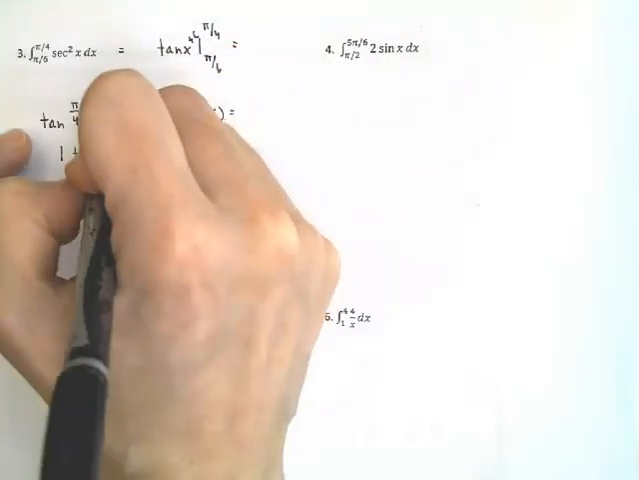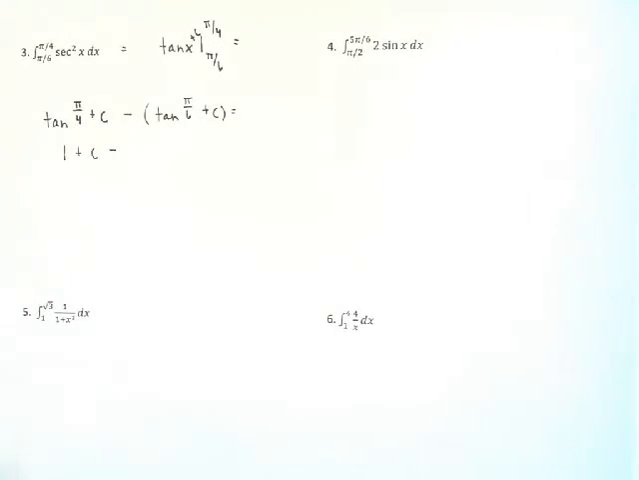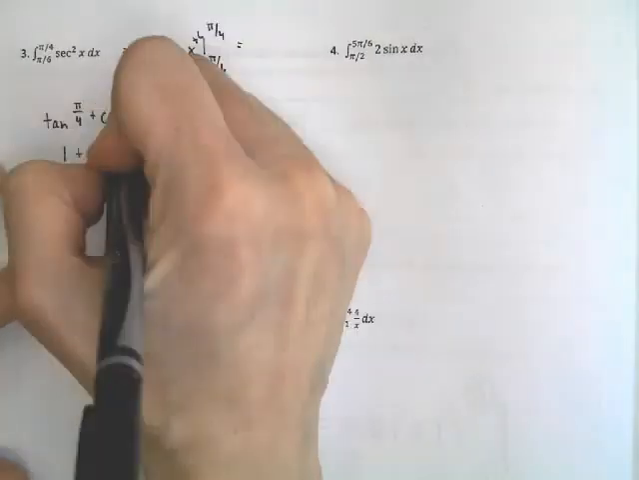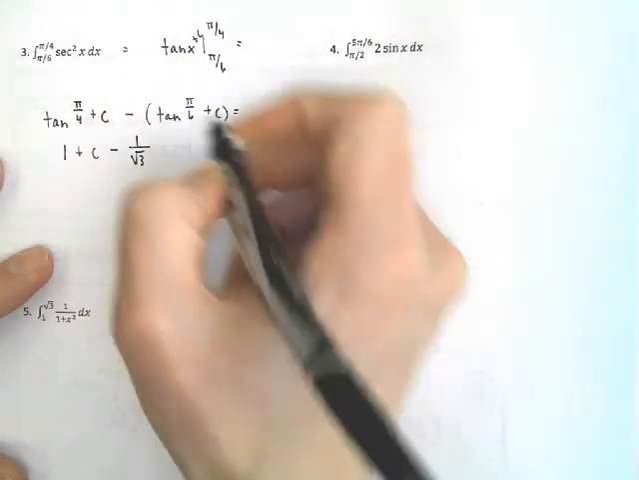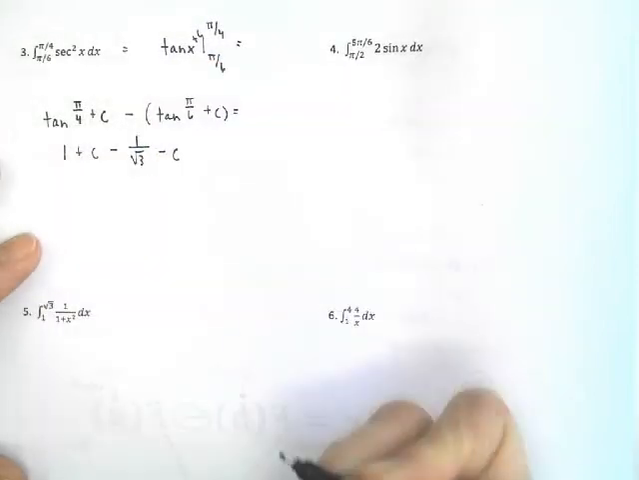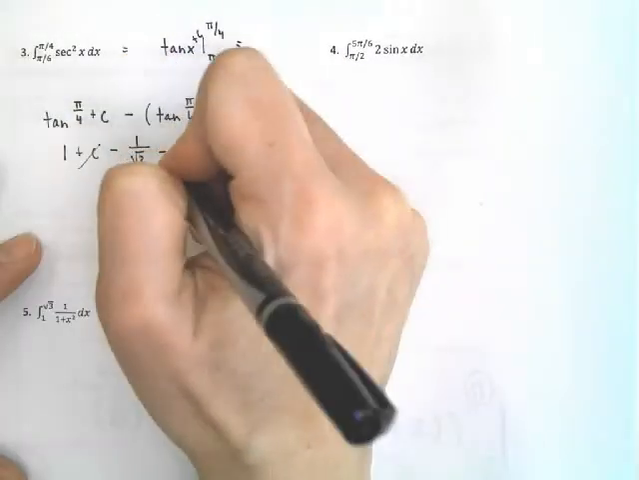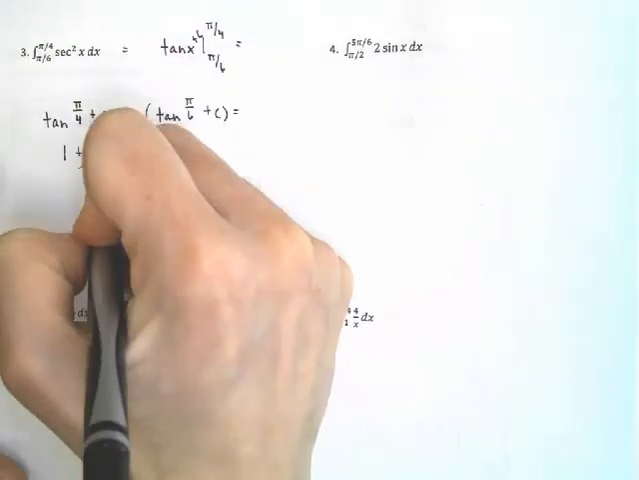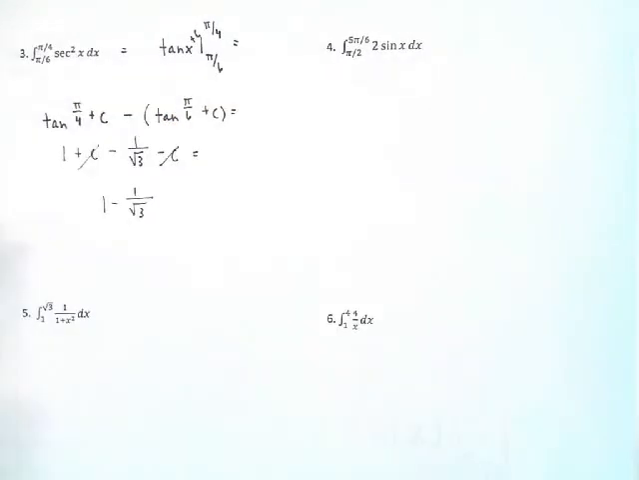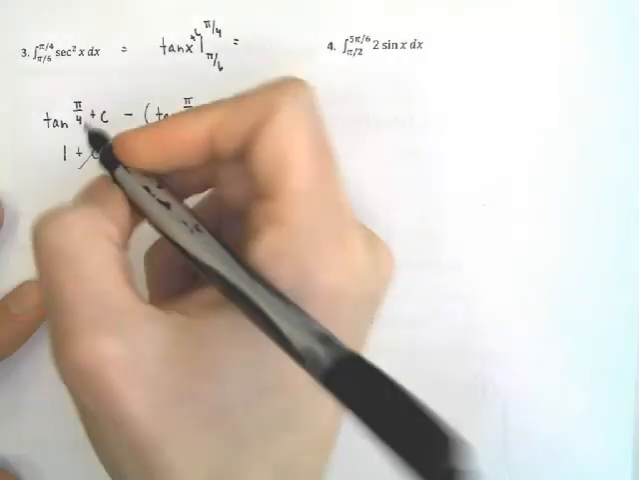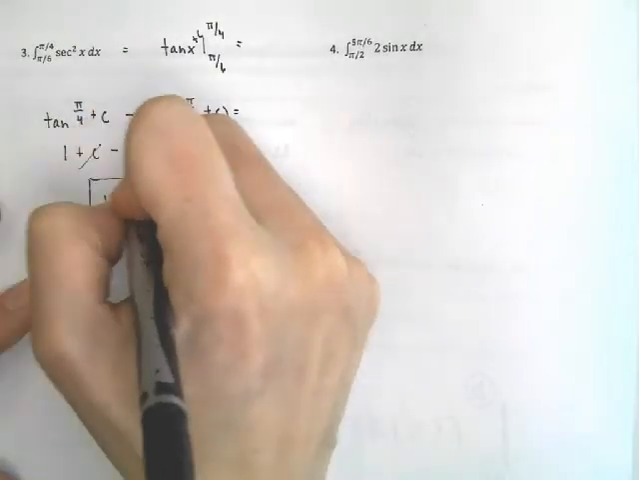I'm going to distribute that negative. Tangent of pi over 6 is going to be 1 over root 3. And again, I'm distributing that negative, so I'm subtracting the c. My plus c and my minus c cancel, and the value of that integral is 1 minus 1 over root 3.